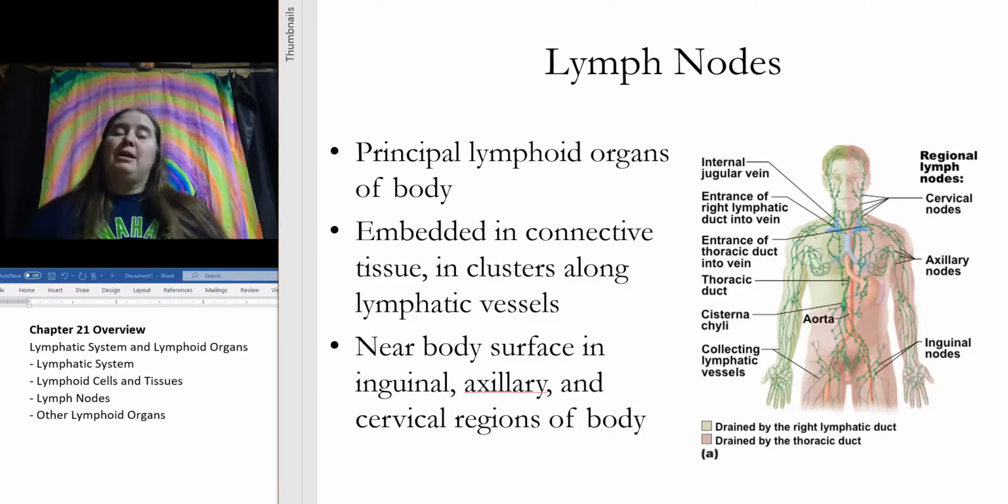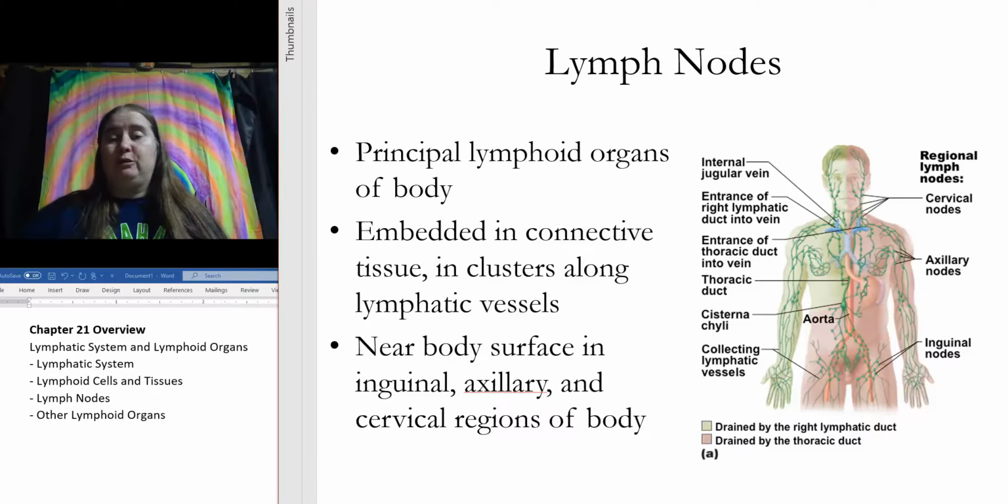Then we have our lymph nodes. This is the primary lymphoid organ of the body. All of these little teeny nodules within this picture are lymph nodes. They're typically embedded in connective tissue and typically in clusters along the lymphatic vessels. You can actually palpate some of the lymph nodes that are near the surface of the body.